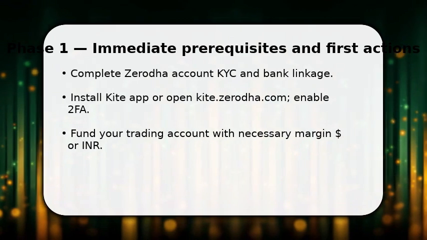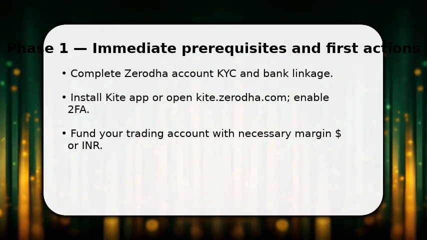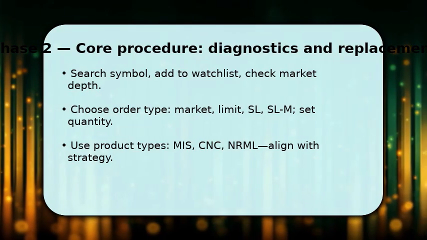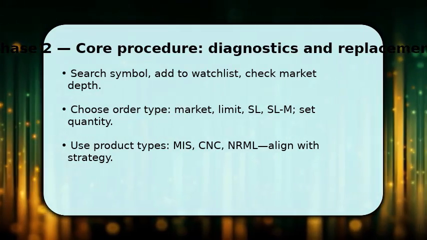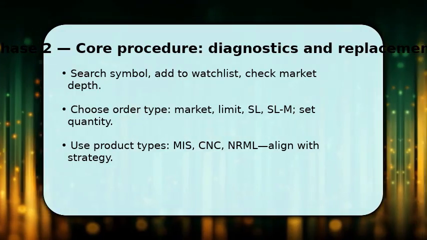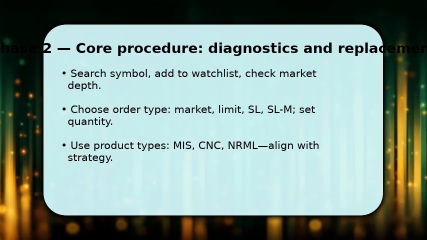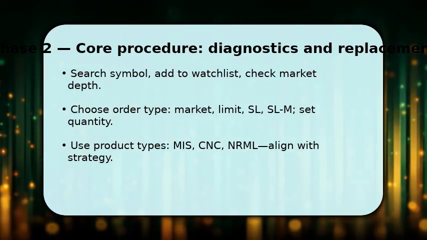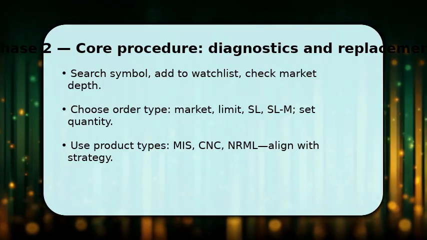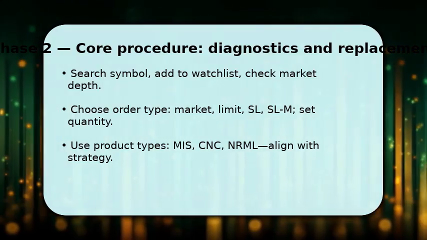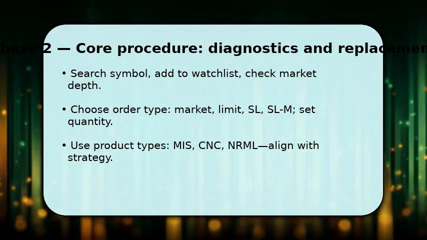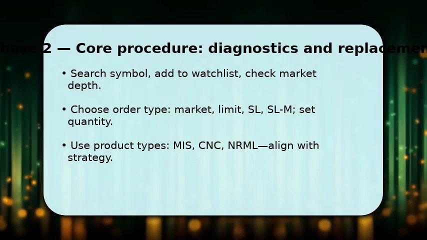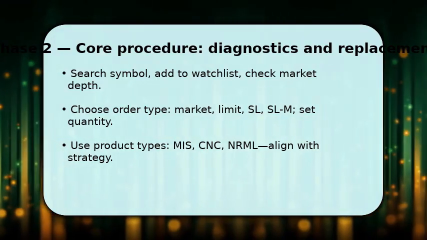Now you'll pick the stock or derivative and study its order book and recent candles before acting. Select an order type: market for instant fills, limit to control price, SL or SLM for stops. Then specify quantity and product type like MIS for intraday or NRML for carry. Once set, preview charges and margins, confirm the order. Make sure to apply order rules for partial fills, and use the Kite chart tools.